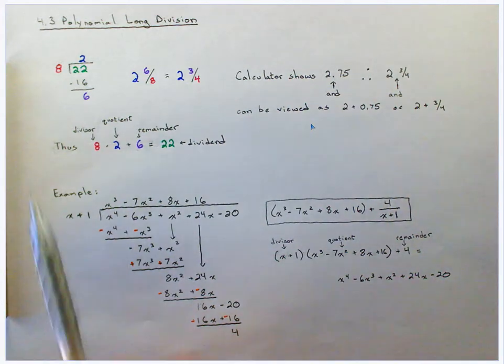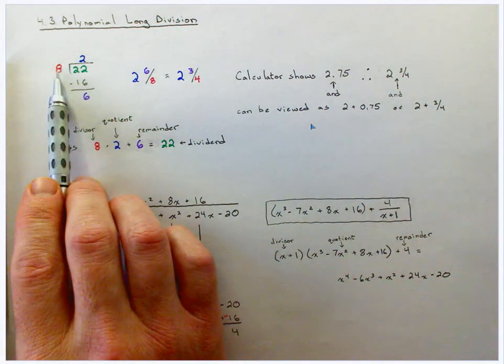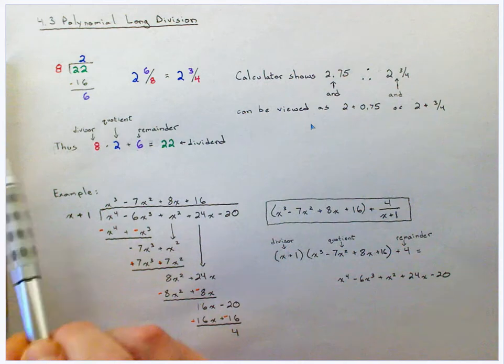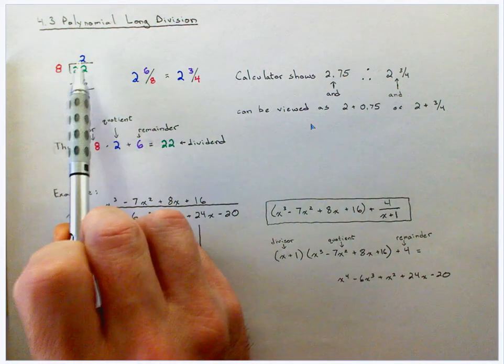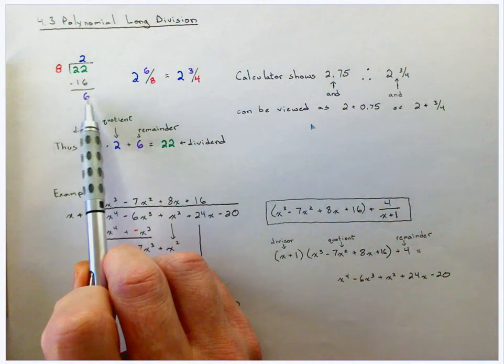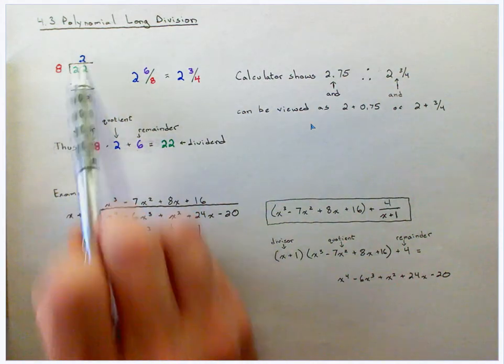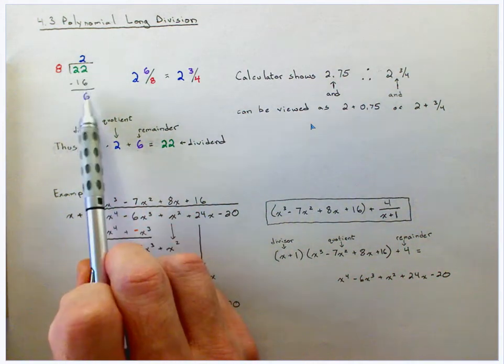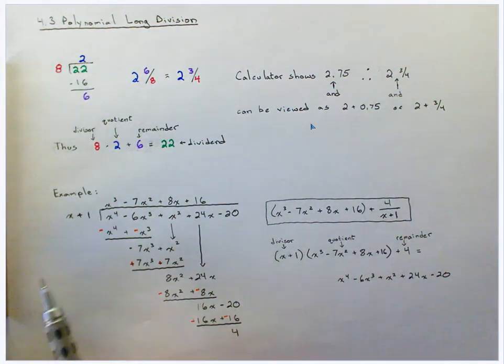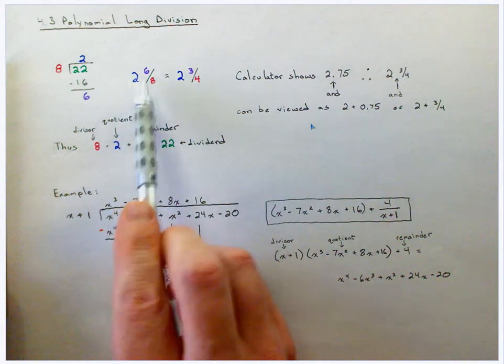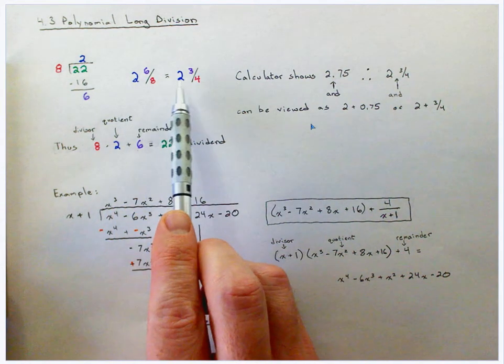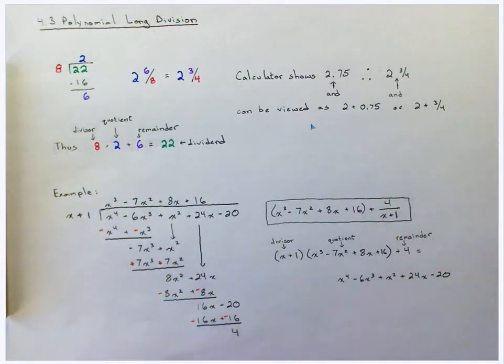So here's my problem. I have a divisor of 8, a dividend of 22, and my quotient for this problem is 2 with a remainder of 6. 8 times 2 is 16. I subtract that from 22. I end up with a remainder of 6. And with your arithmetic, you were supposed to write the answer as 2 and 6/8, which simplifies to 2 and 3/4. Notice I said and.